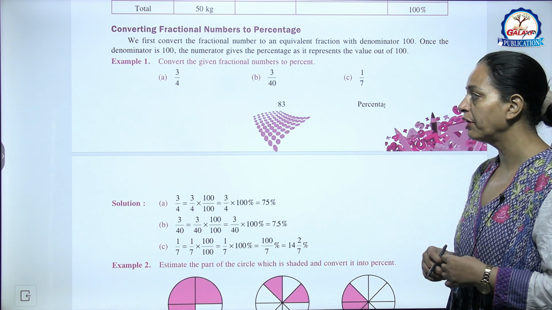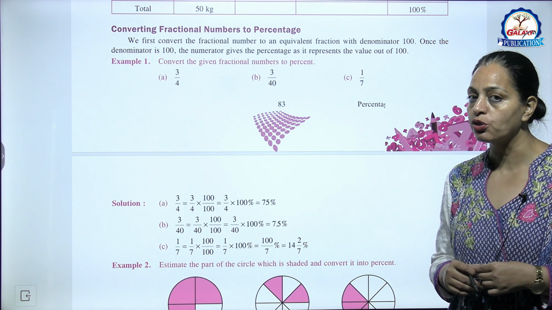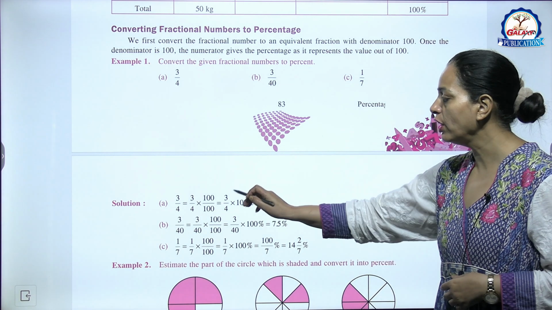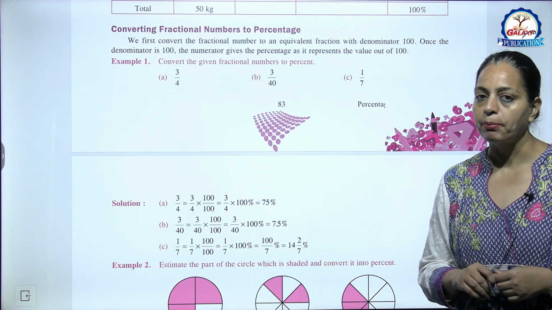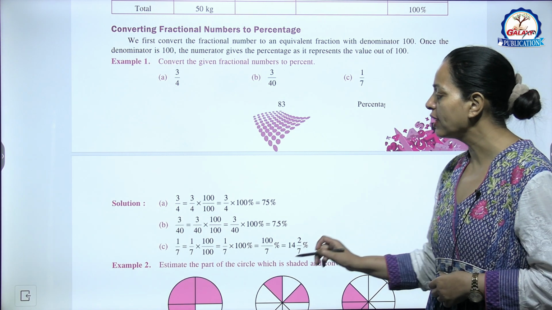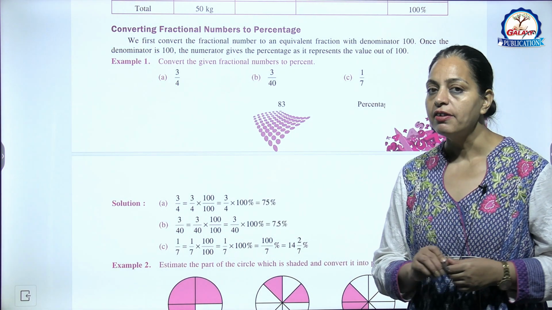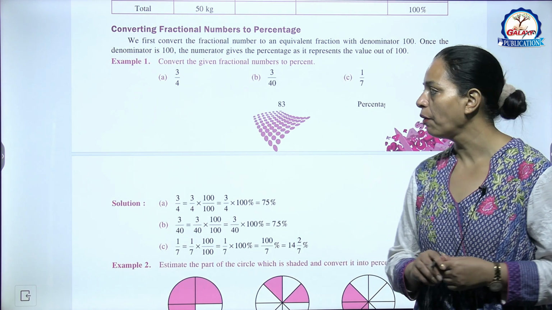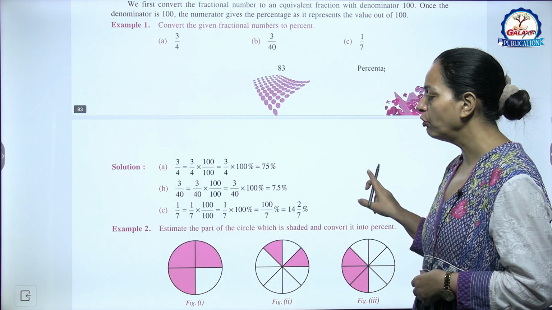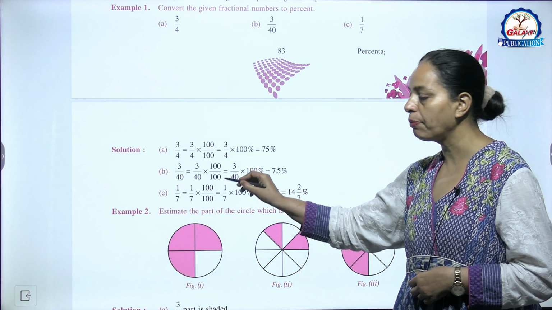अब 4 को हम 100 में कैसे कन्वर्ट करेंगे? 4 into 25. So 3 into 25. So that is 75%. Okay? हम ऐसे भी कर सकते हैं 100 से divide and multiply. So that is 75%.